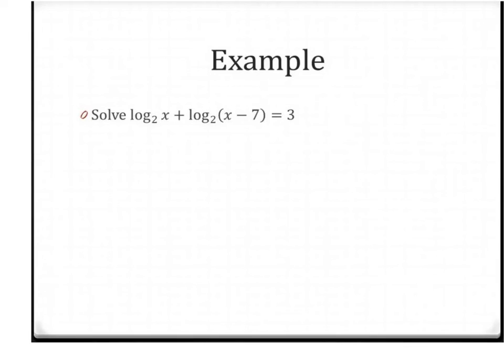Okay, so we got log base 2 of x plus log base 2 of x minus 7 equals 3. My suggestion on this is going to be to condense the left-hand side first, using those properties from 8.5. So if I'm adding, then I'm going to be multiplying. So I'm going to have log base 2 of x times x minus 7, which I'm going to switch into log base 2 of x squared minus 7x. And that's going to equal 3.